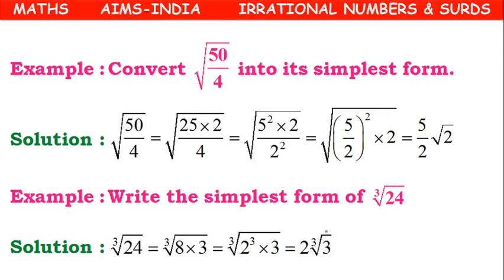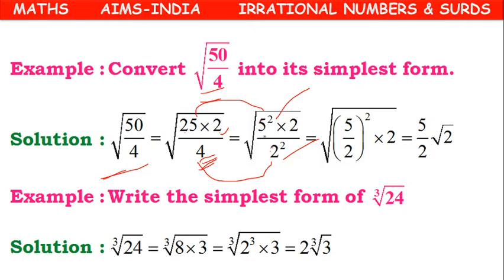Convert root of 50 by 4 into its simplest form. So root of 50 by 4. How can we write 50, children? 25 times 2 is 50. Let's keep 4 like that only. Again 25, how can we write it, children? 5 square. And 4 is 2 square. So 25 can be written as 5 square, and 4 can be written as 2 square.